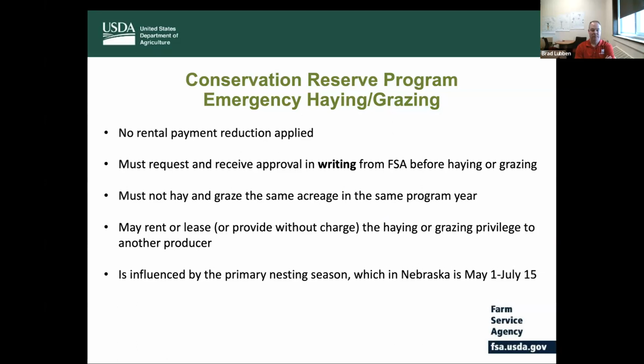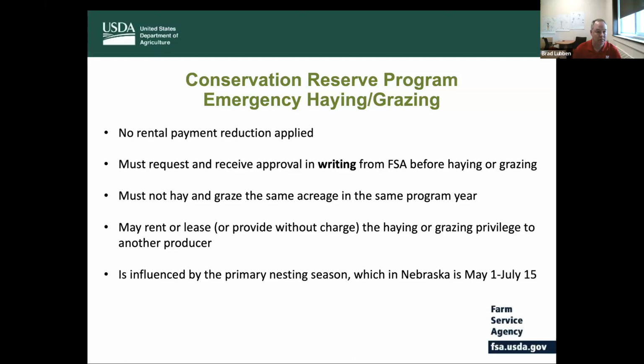So as normal with a lot of FSA programs, a producer is going to come in. They're going to talk about their intent to take advantage of the emergency hay and grazing. FSA is going to work with NRCS, creating a plan. And then ultimately that producer is going to receive written approval that they may start that activity.